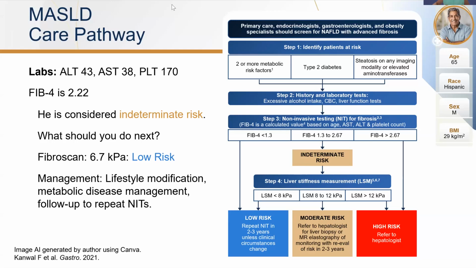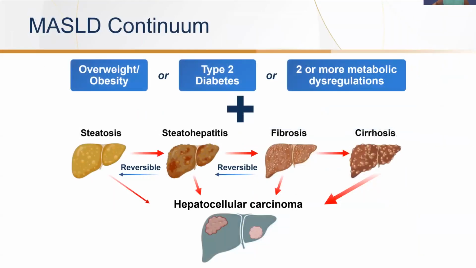Based on this risk stratification, I would say that our patient, because his kPa on his FibroScan is a 6.7, that says that he's low risk based on our kilopascal score on the FibroScan. So for him, his FIB-4 was 2.2, so that puts him in the intermediate risk, but then his kPa is 6.7. So that person would get lifestyle modification, meaning lose weight, get the BMI down, get that hemoglobin A1C as close to less than 7 or even 6 as possible, and then following up on his non-invasive testing.